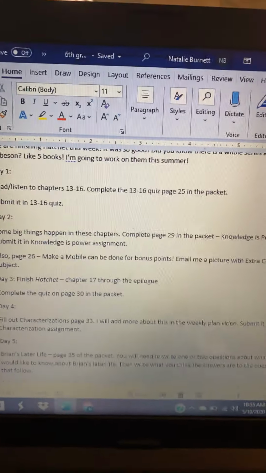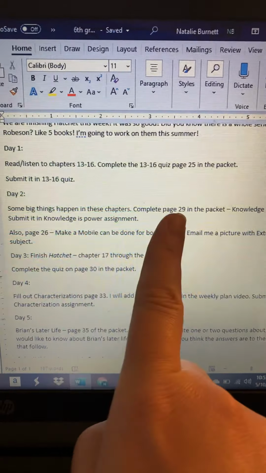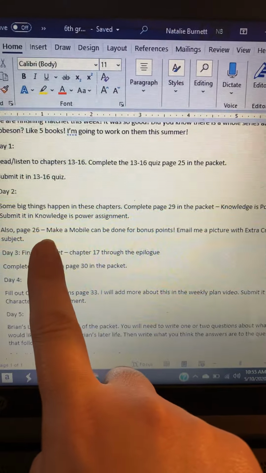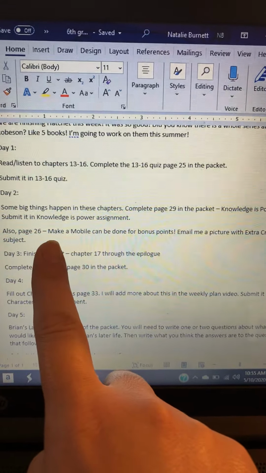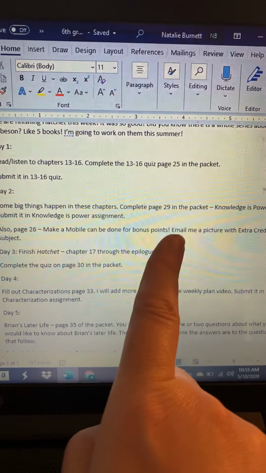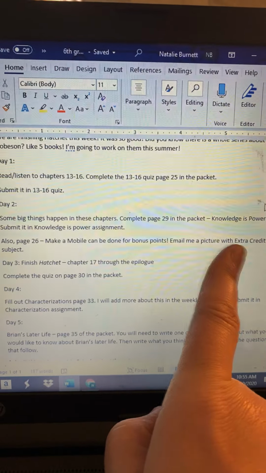Then there is an assignment called Knowledge is Power. It's page 29 in the packet. You need to do that and submit it. There is another extra credit option this week. Page 26 in the packet is Make a Mobile. If you do that and you take a picture of it and email it to me, do not post it in the classroom, email it to me, put extra credit in the subject line, I will give you extra credit for that.